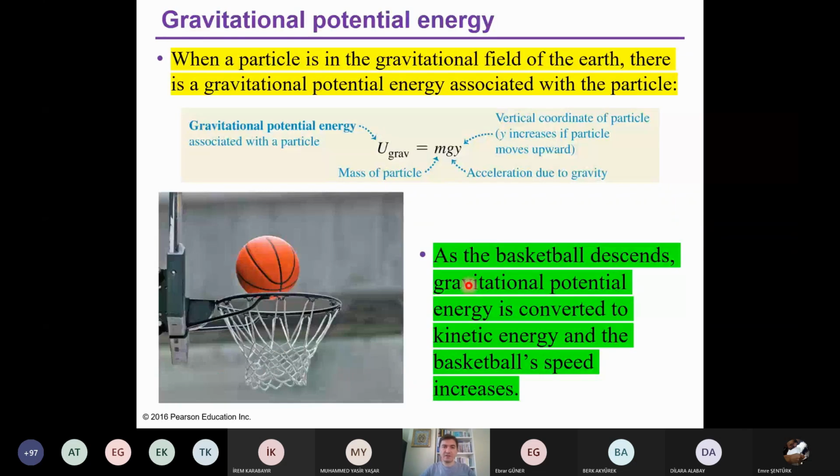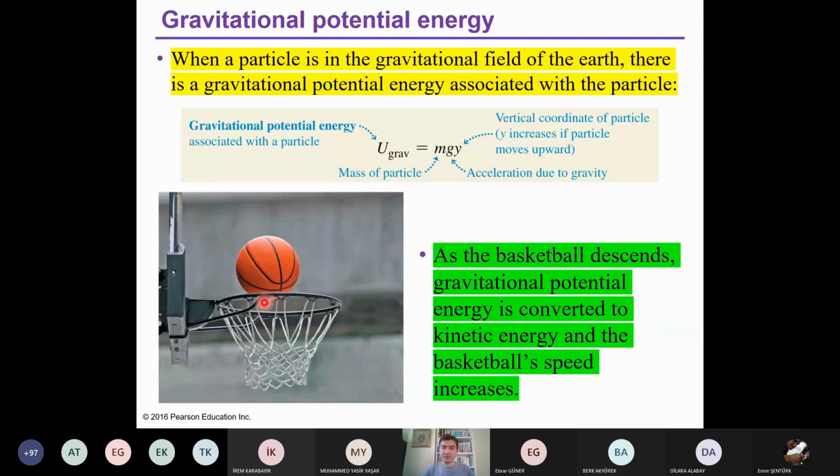Let me start with the gravitational potential energy. Here we have a ball, let's say a particle. When a particle is in the gravitational field of the Earth, there's a gravitational potential energy associated with the particle. This gravitational potential energy is given with this expression, U gravitational equals mgy. m is the mass of the particle, and y is the vertical coordinate of the particle. So you can consider that as the distance between this particle and the ground, okay, something like this.